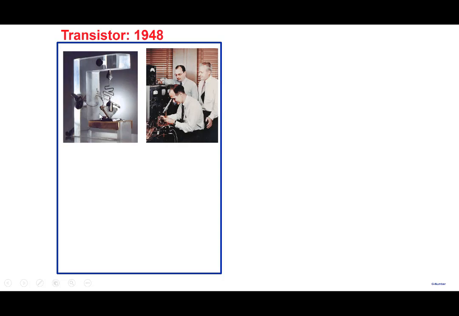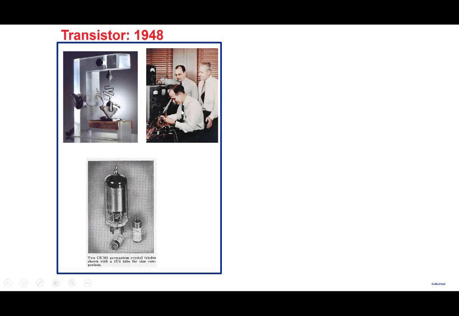This is a photograph of an early prototype transistor, and these are the three scientists who are credited with the invention of the transistor. This is William Shockley, this is Bardeen here, and this is Brattain. So these three are credited with the invention of the transistor.